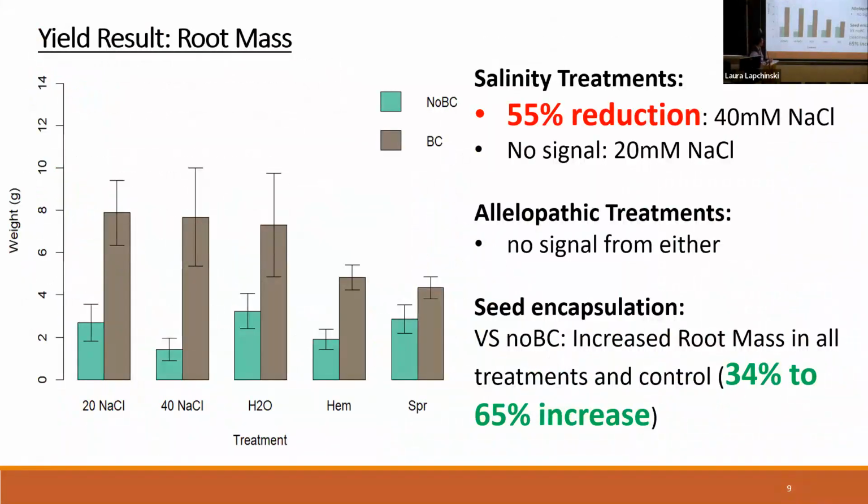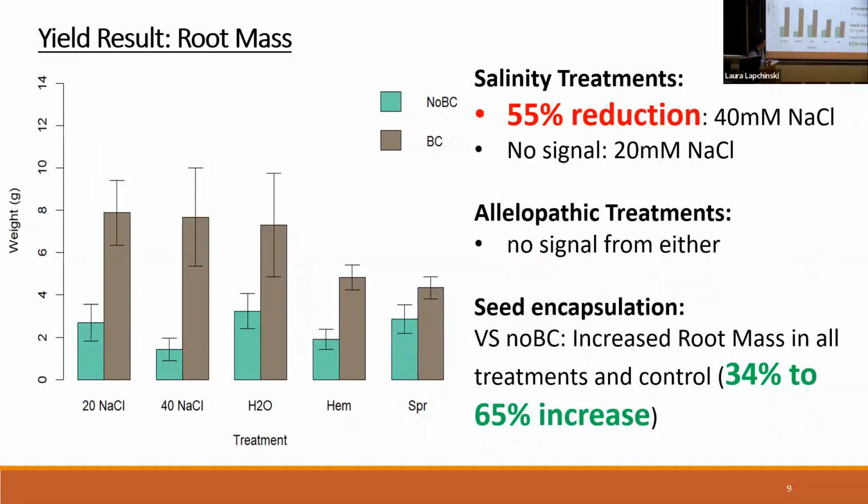And then looking at my root mass, so that's my yield measurement, I see a 55% reduction in my 40 millimole of sodium chloride treatment in comparison with the distilled water one. So this blue bar versus this blue bar in the middle, I see a 55% reduction. And then with my allelopathic treatment and my other, lower concentration sodium chloride treatment, I didn't see a very strong signal. And then with seed encapsulation, I think this is when things get interesting, I see a huge jump in terms of root mass in all my treatments and control.